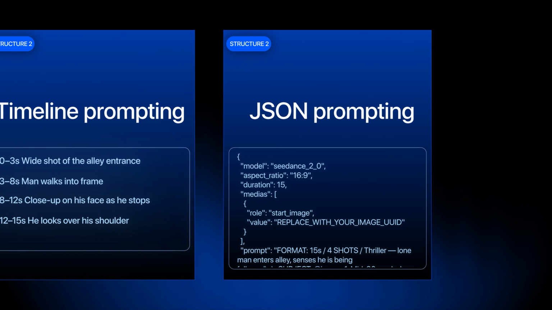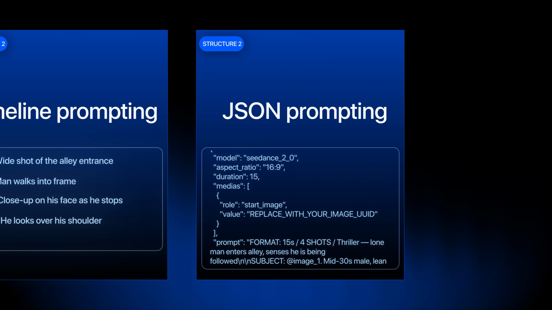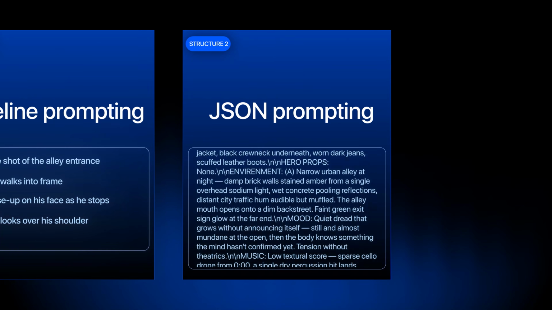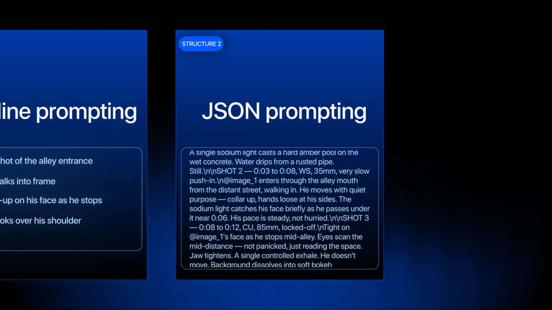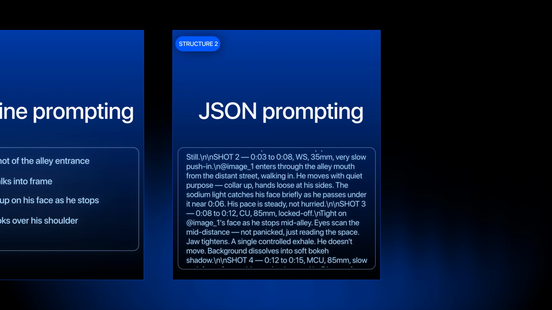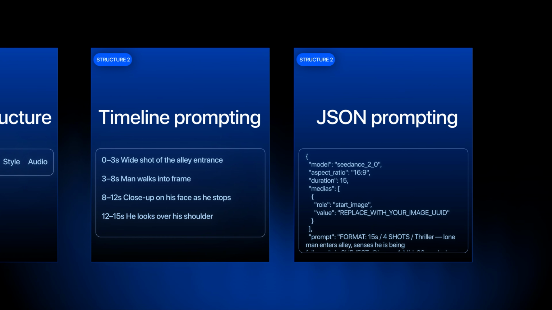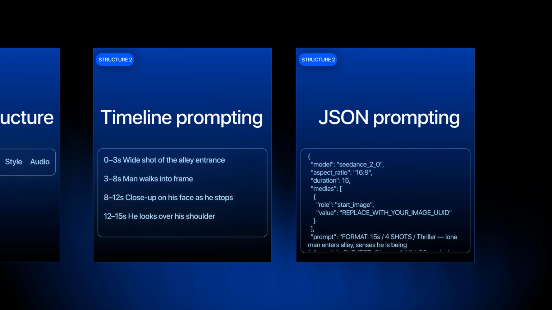Now, the last structure that I want to share with you, which I don't use that often anymore, but still is being used by some people quite a lot, is called JSON prompting. This is, I would say, the more technical version of timeline prompting. I think I prefer timeline prompting more. But this is an advanced structure that is using JSON, which is easily understood by LLMs and easily understood by AI models.